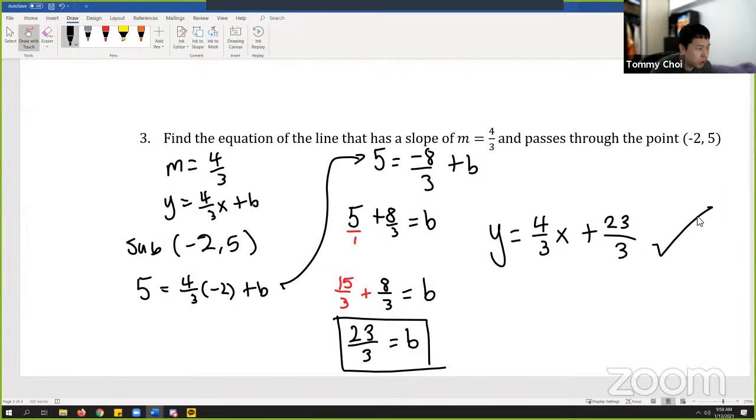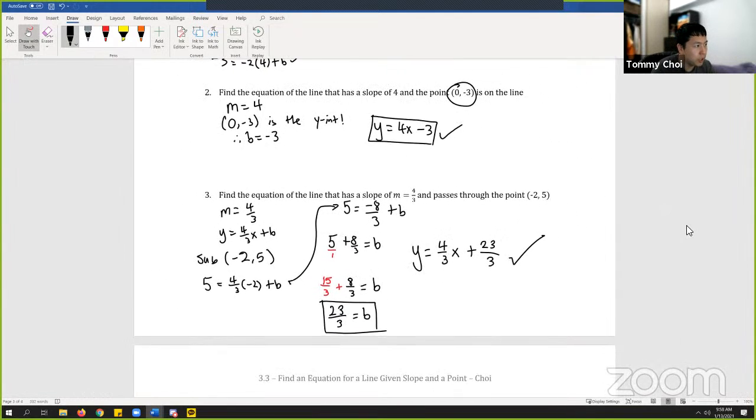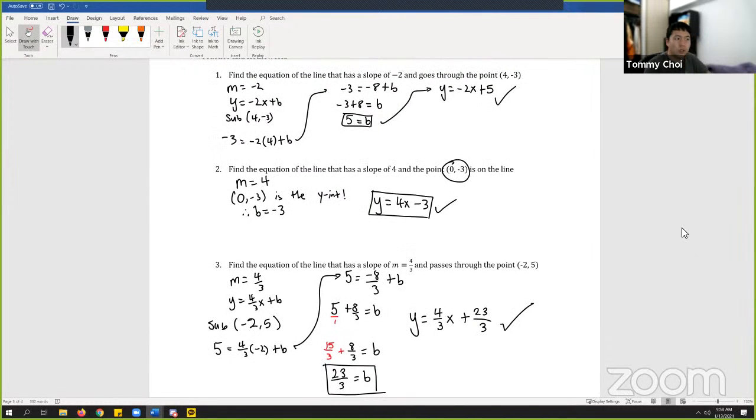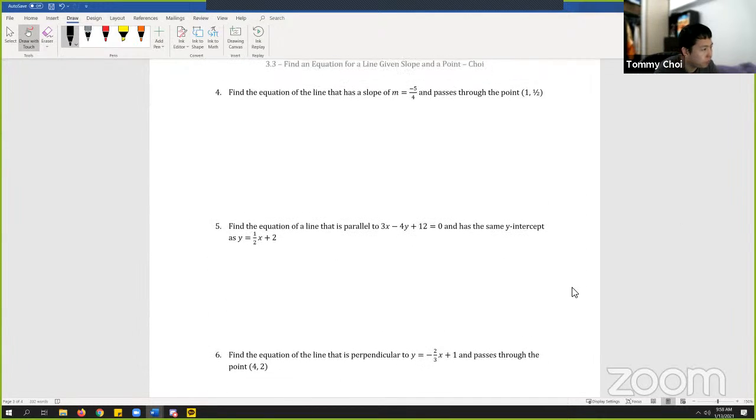So those are the first 3 questions. I'm going to zoom out so you can see the answers for the first 3 questions. Does anyone want any clarification on these 3 questions? Any clarification? All right. We're going to move on to the next 3 questions.